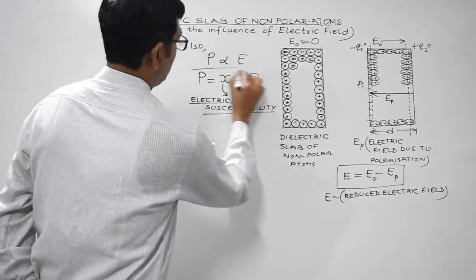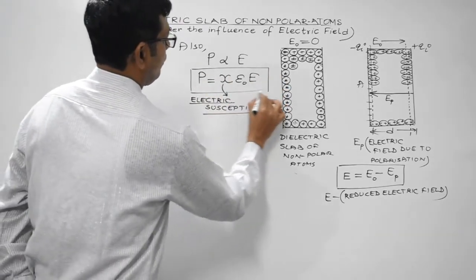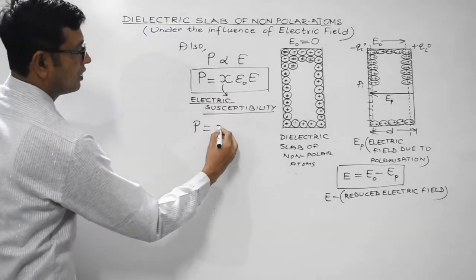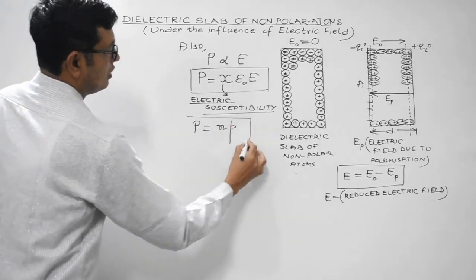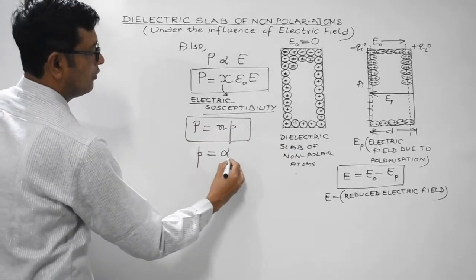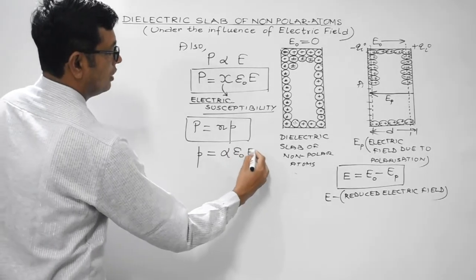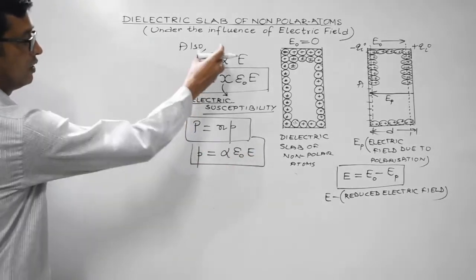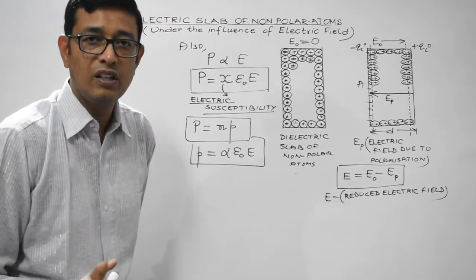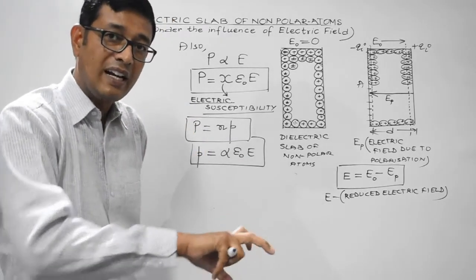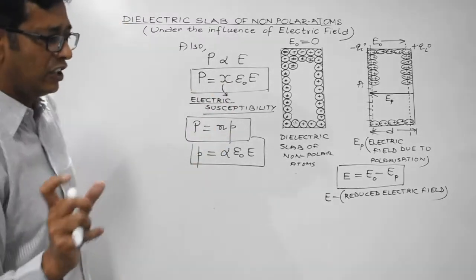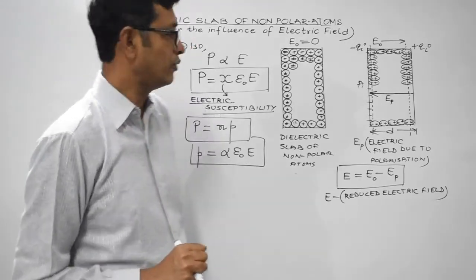Now, this is another important expression. Also, we have discussed this. Just now we have discussed P is equal to N into p. Also, we have discussed p is equal to alpha epsilon E. So, with the help of these three relations, we can easily determine the relationship between atomic polarizability and electric susceptibility. So let's do it. It's a relation important from a comparative point of view, basically.